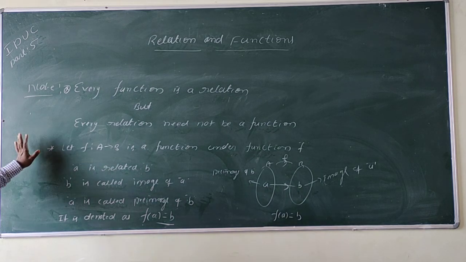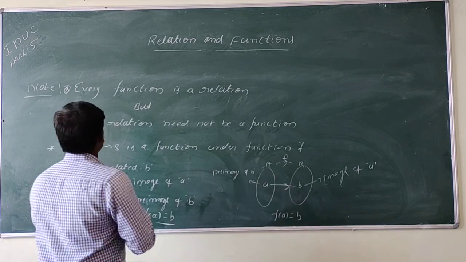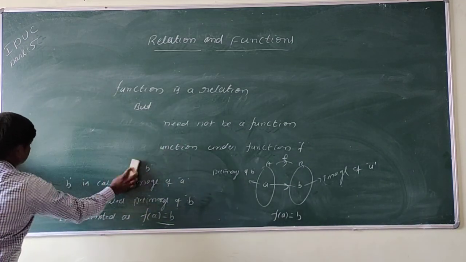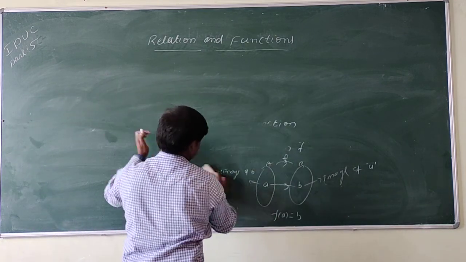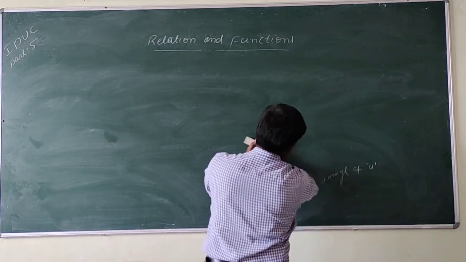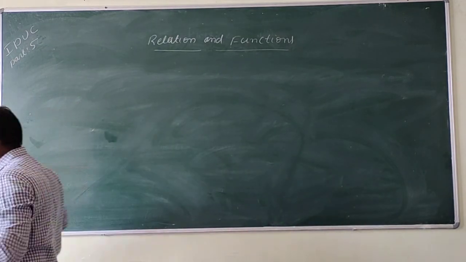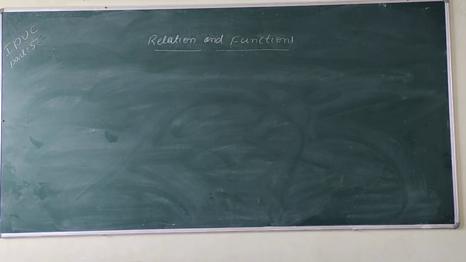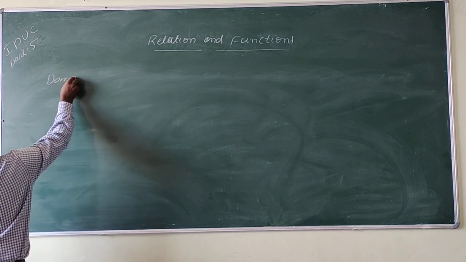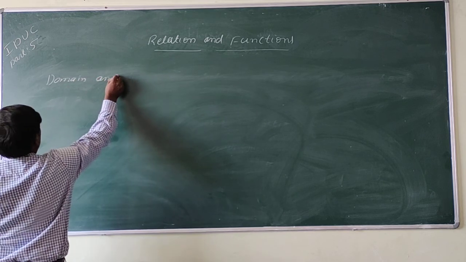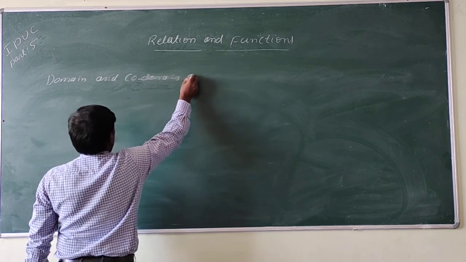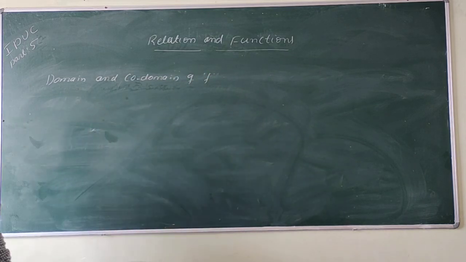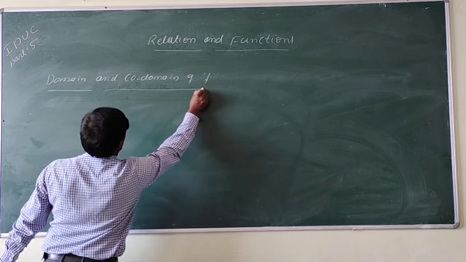Is it clear? So images and pre-images. Next. Domain and codomain. Codomain of F. Okay, so it is domain and codomain of F.